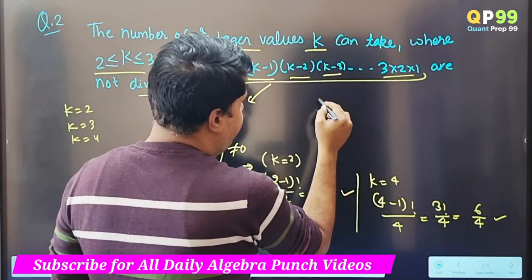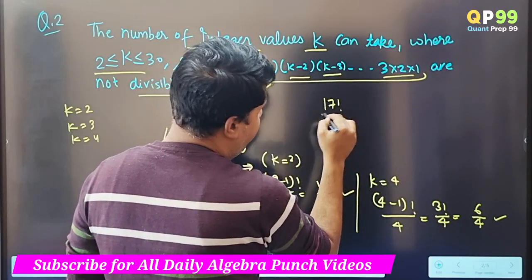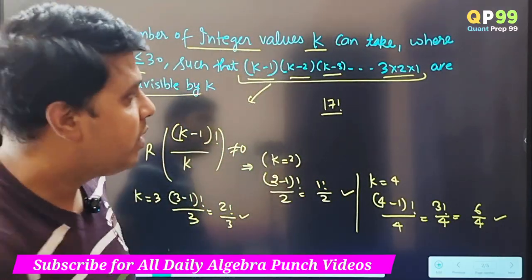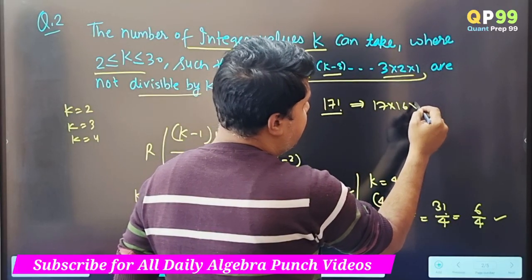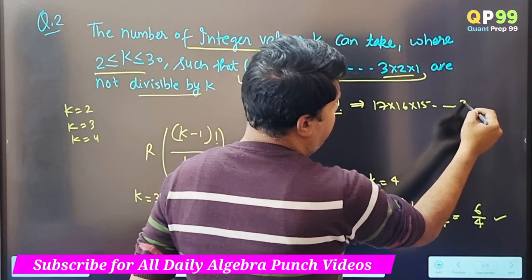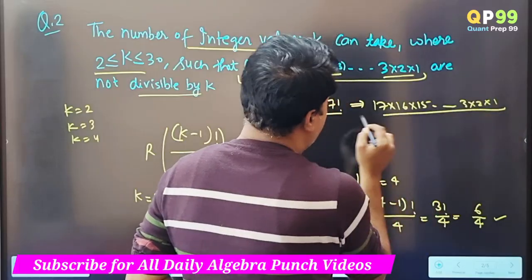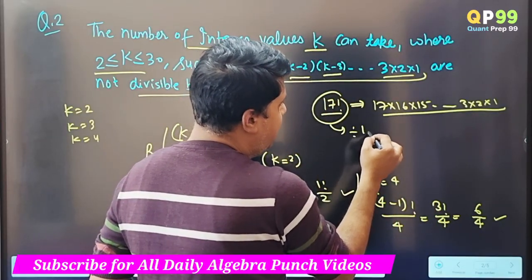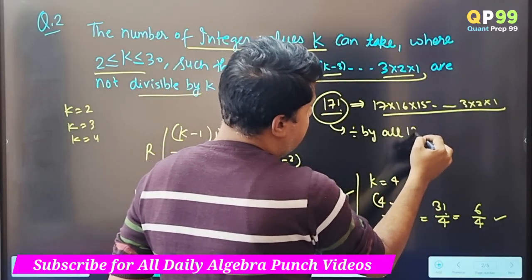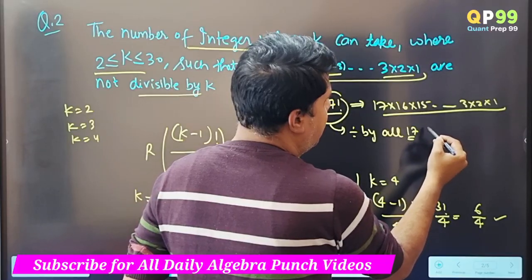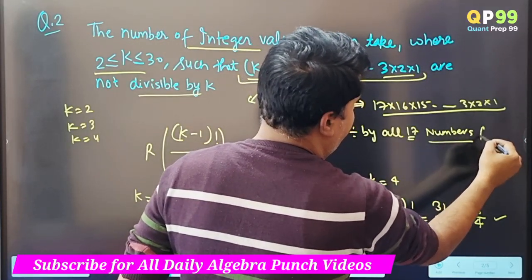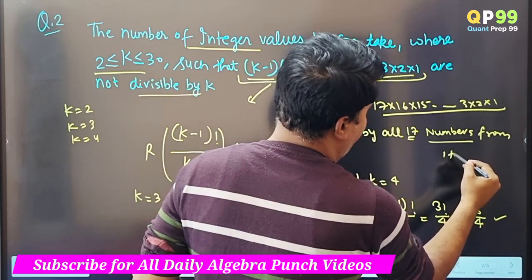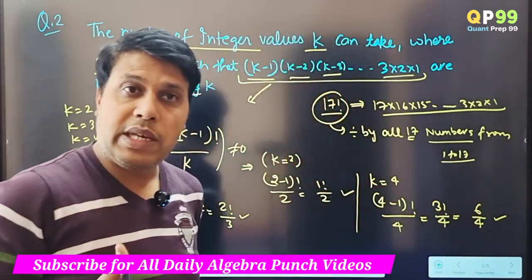If I'm saying that we have a 17 factorial, I can make sure this can be written as 17, 16, 15 up to 3 into 2 into 1, right? So this is divisible by all the numbers from 1 to 17.